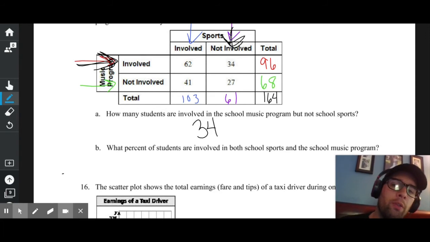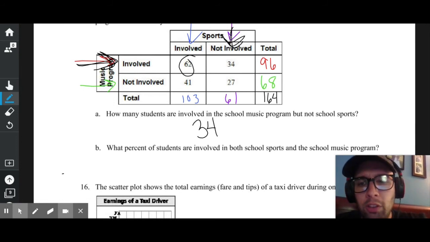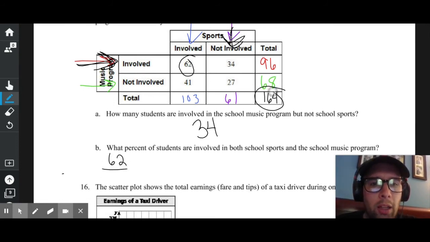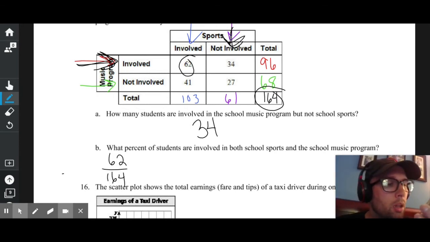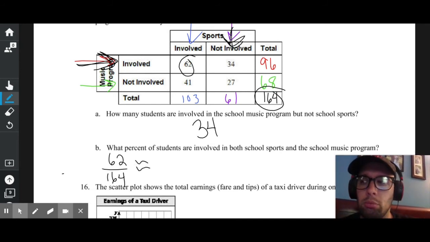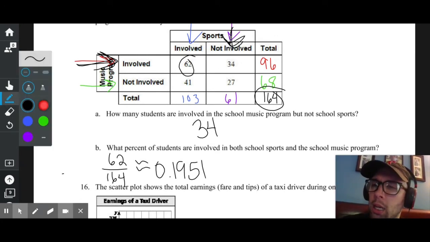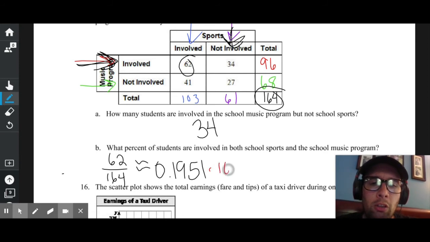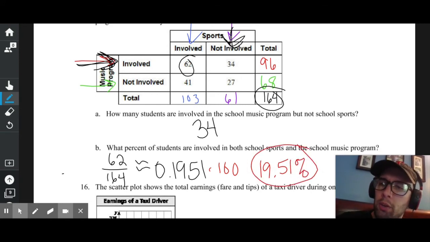What percent of students are involved in both? All right, so we have involved in both. So I have 62 out of a grand total of 164. What I have to do is divide 62 divided by 164. It's going to give me a decimal. It's about 0.1951. In order to turn that decimal into a percent, I have to multiply it by 100, which means I just moved the decimal over twice. 19.51%. So about 1 in every 5 are involved in both.